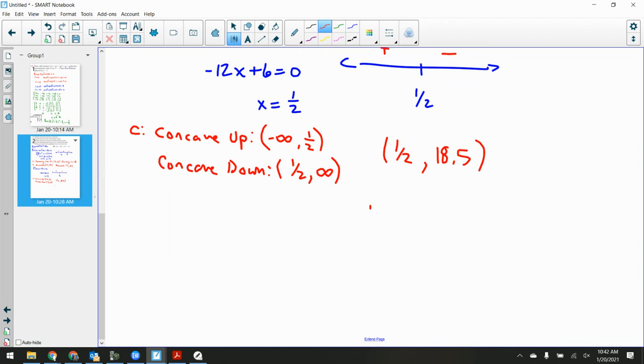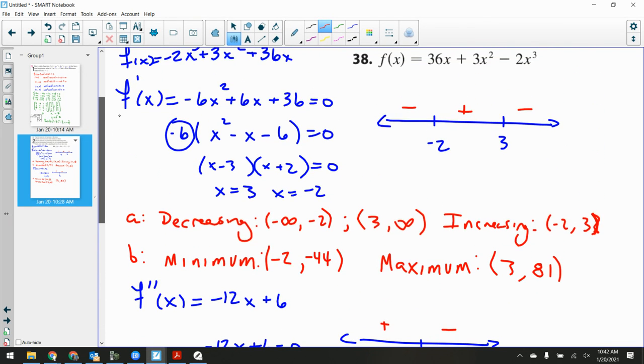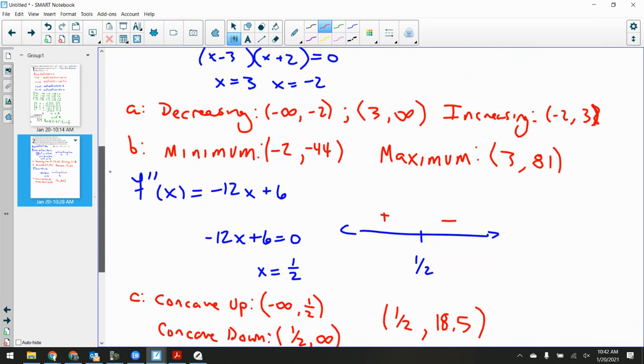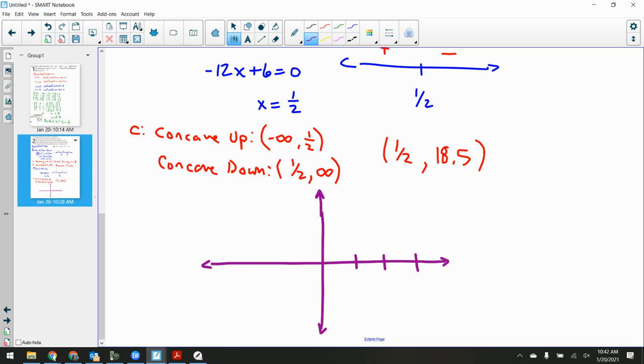Okay. So here's what I would do if I was going to sketch it. I know that the x values I need to graph are -2, +3, and 1/2, right? So when I go to make my x-axis, I'll do it perfect. I'm going to space these out, 1, 2, 3, and make it even on the right and left side.